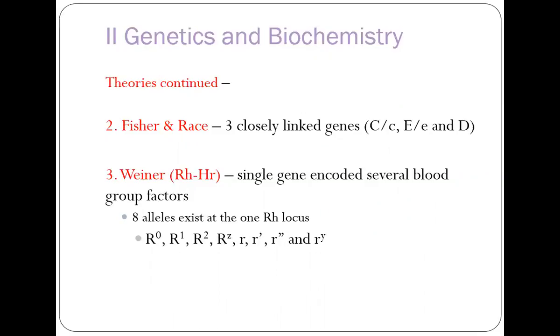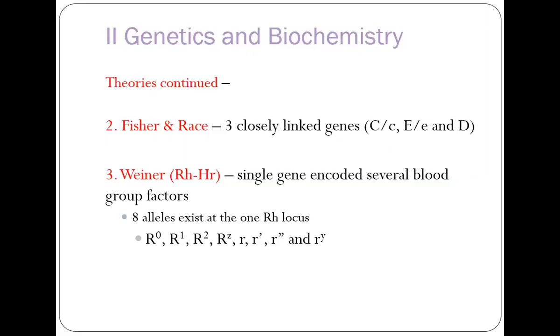So they thought there were 3 closely linked genes where each parent would contribute 1 haplotype, or 1 set of these Rh genes. So a parent might give you a big D antigen, a little c antigen, and a little e antigen. So that would be 1 haplotype. That's what Fisher and Race thought.